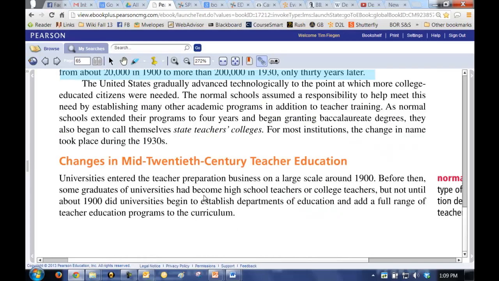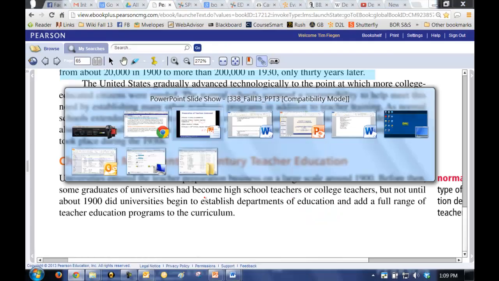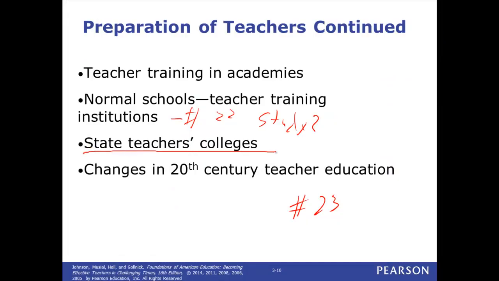Where are we at? Normal schools evolved into state teacher colleges because they added so much high school content. So put that here for number 24. That was really how they came to be, to have more advanced specific subject training.